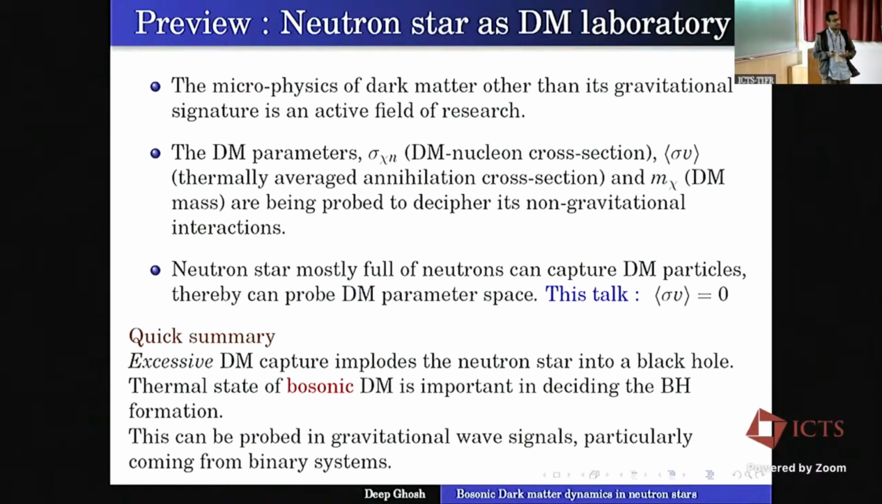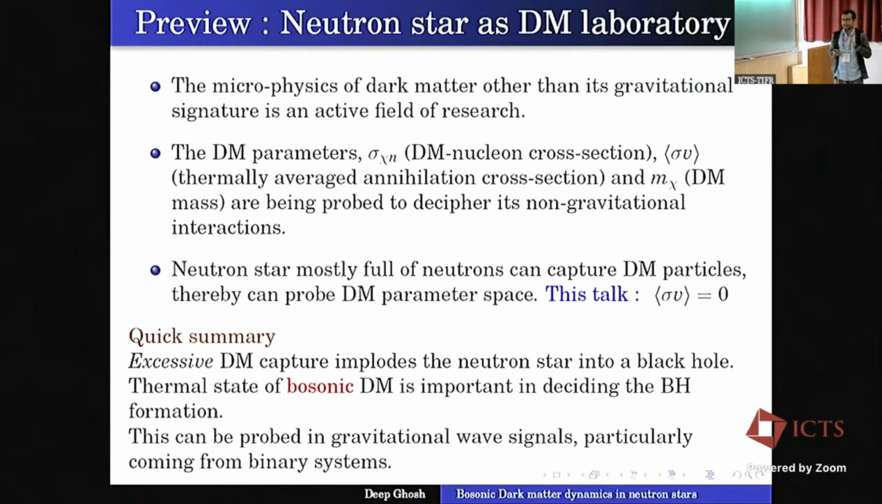However, compact objects like neutron stars, which are mostly full of neutrons, can capture dark matter particles, and thereby we can probe dark matter parameter space by studying these neutron stars. So for this talk, I will assume this sigma v is 0. That means we would be dealing with non-annihilating dark matter.